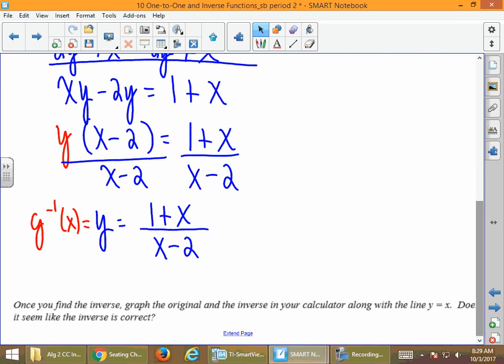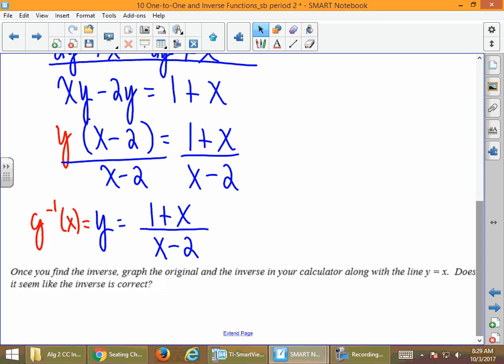Lastly, we can type this into the calculator and look at our picture. I'm not going to type it in on the video, but you can type it in on your own. We need to see that our function is symmetric with respect to the line y equals x. So try that part on your own and then start the practice.